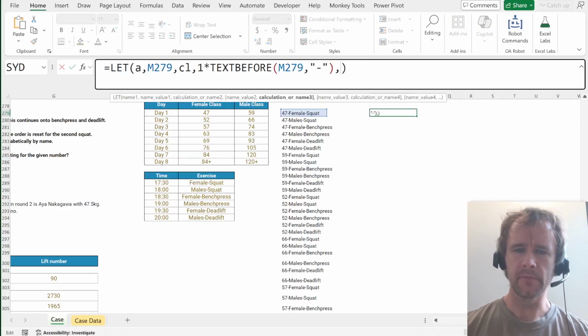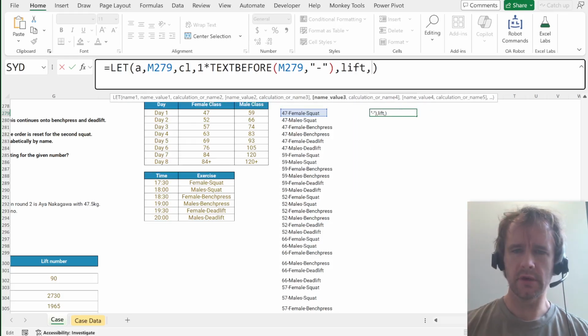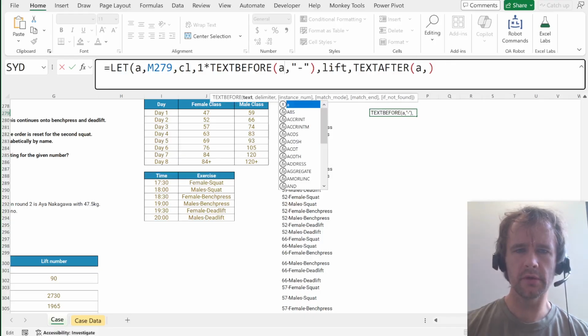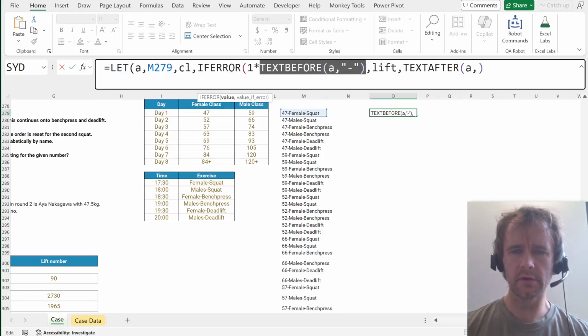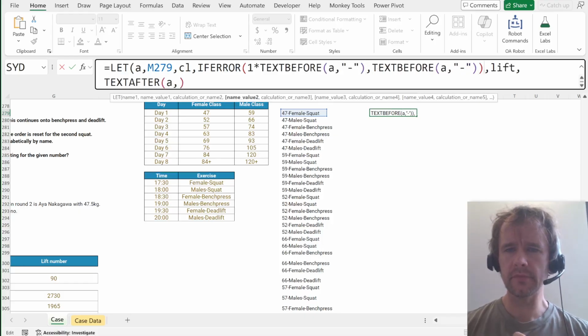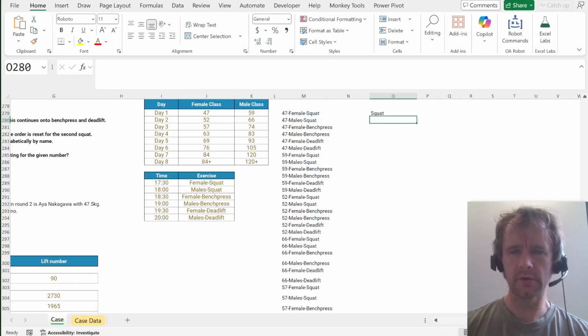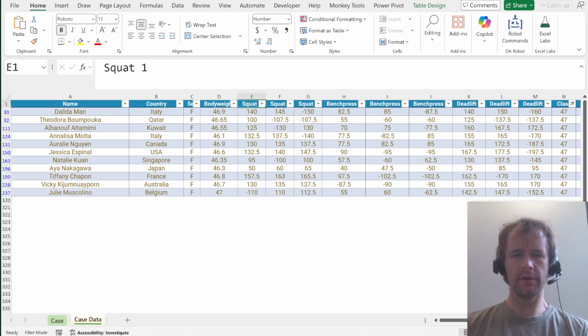The activity, the lift, is text after a. Oh, sorry, hang on. That's supposed to be a. Oh, and I didn't change. Sorry, if error, all that stuff, then that. Okay, so the lift is text after a, that instance minus 1. Give me the lift. Okay, happy days. So now I need to do these in order.